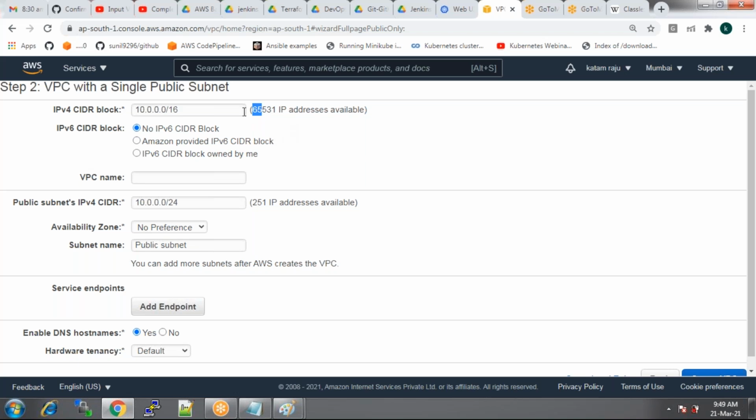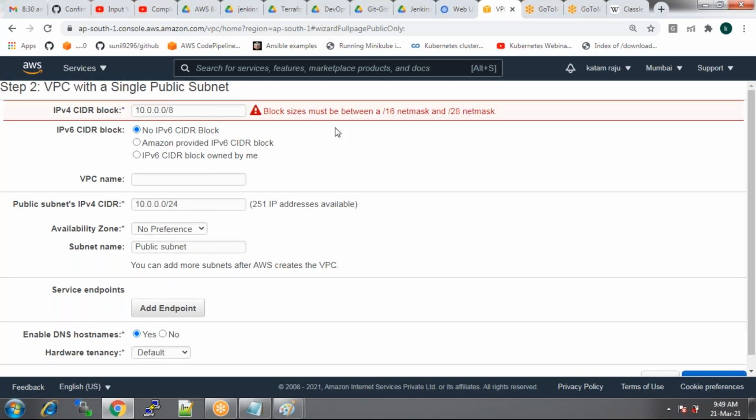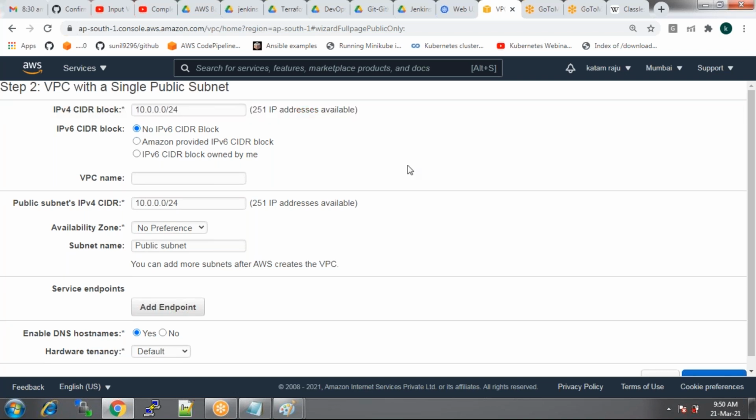Okay. Then if I change it to, let's say, /8, it has to be only between this range, class A to class B range. If I go with, let's say, /24, yes, that's allowed. Now, what kind of CIDR block is that for? That is for the VPC.